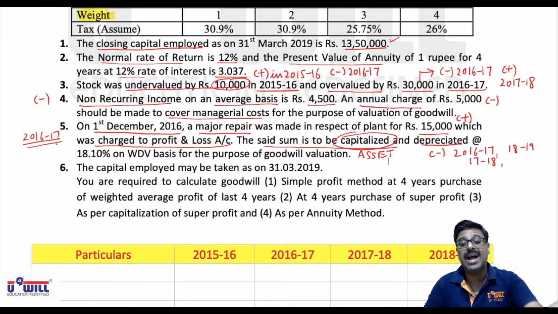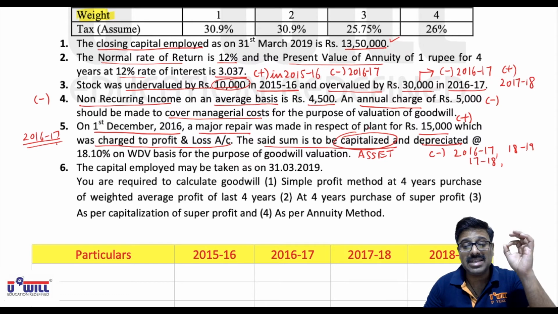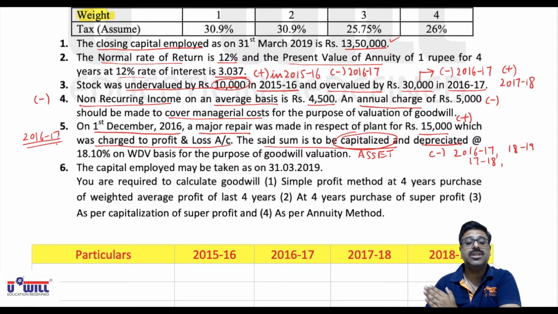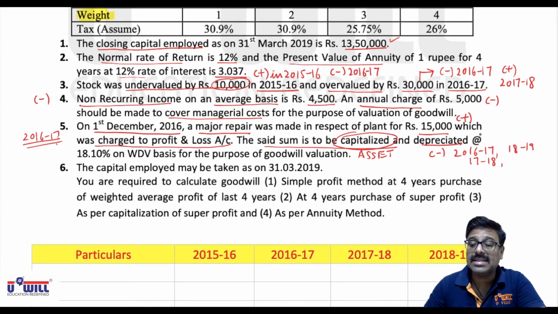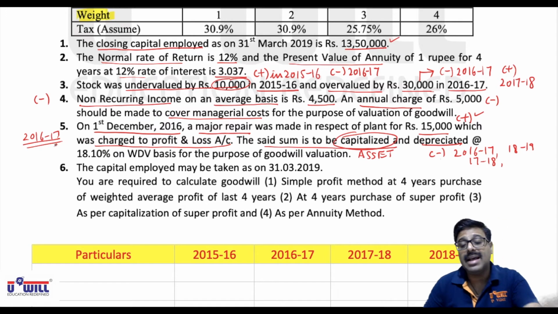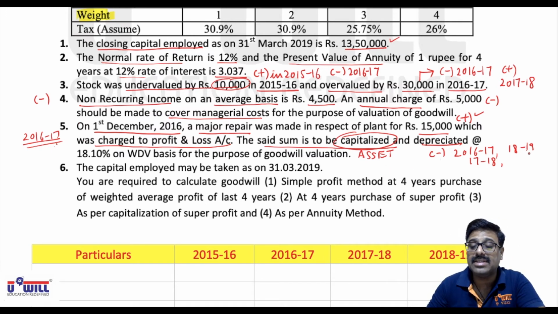And we discussed, if you add that amount then it's depreciation, you minus. If you minus that amount then it's depreciation, you plus. But depreciation applies in the same year as well as subsequent years. So if we are adding this amount, its depreciation we will minus in the same year 16 to 17 as well as subsequent years 17 to 18 and 18 to 19. Rate is 18.1% on WDV, means reducing balance method, for the purpose of goodwill valuation.